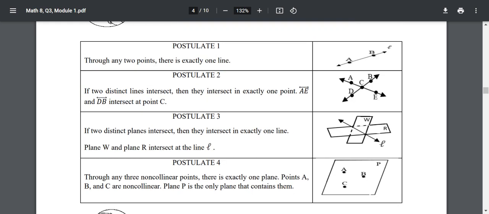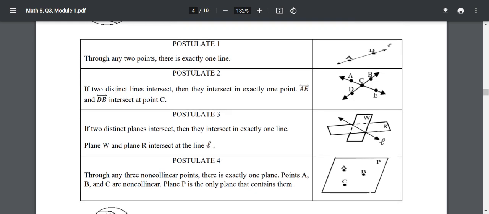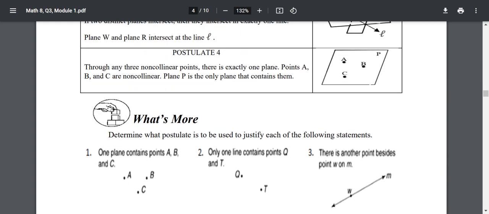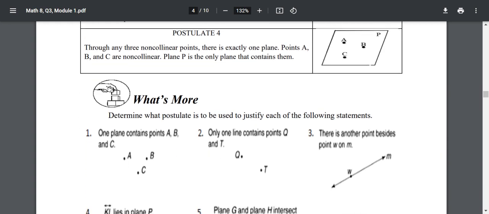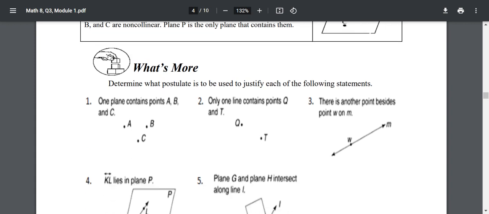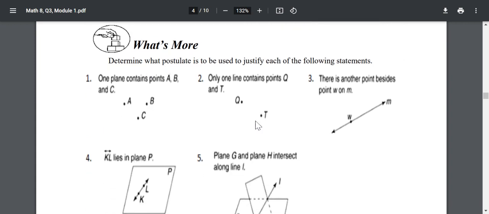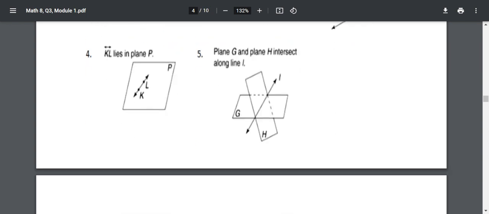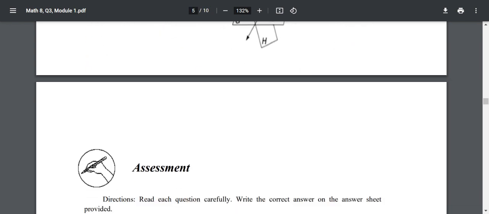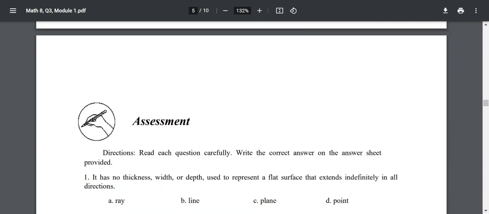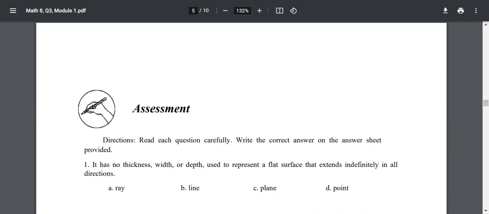Familiarize these postulates. So we have here, determine what postulate is to be used to justify each of the following statements. So pili ra mo kung asa nga postulate ang gi-describe ani. So this is just practice activity ninyo. So you may try answering this one. So that's it. Those are the three lessons for module 1. Then we have assessment. This is very important. You have to answer your assessment.